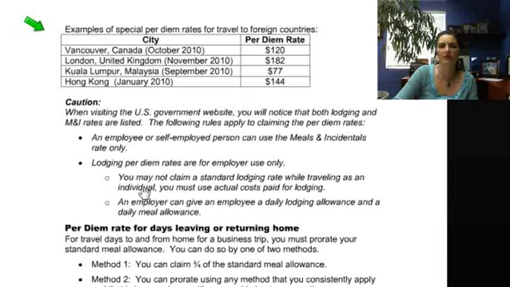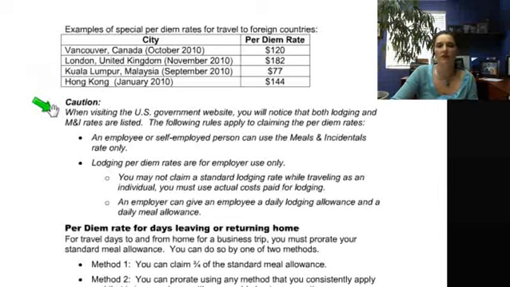When we looked up the per diem rate for that city, we came up with $120 a day. London in the UK, very expensive, $182 a day. Kuala Lumpur in Malaysia is $77 a day, and Hong Kong, $144 a day.